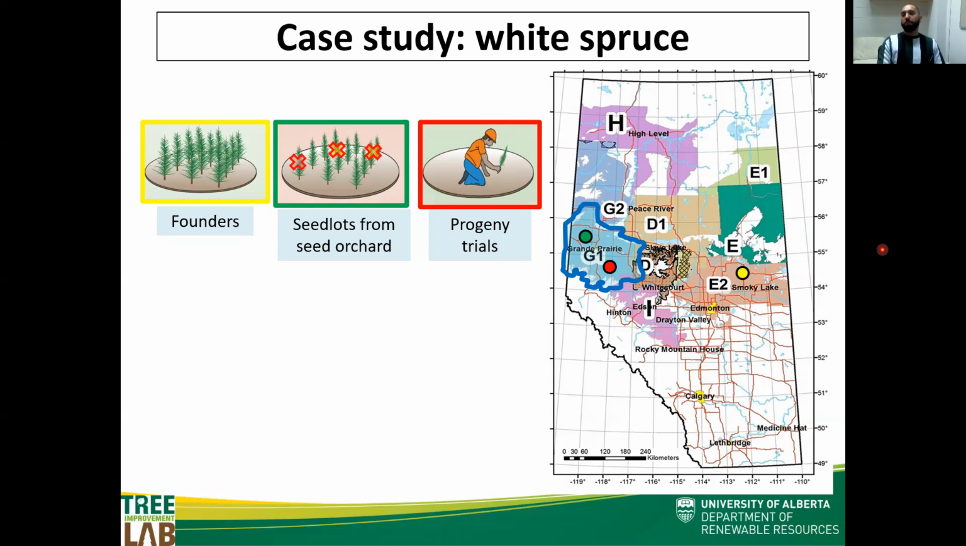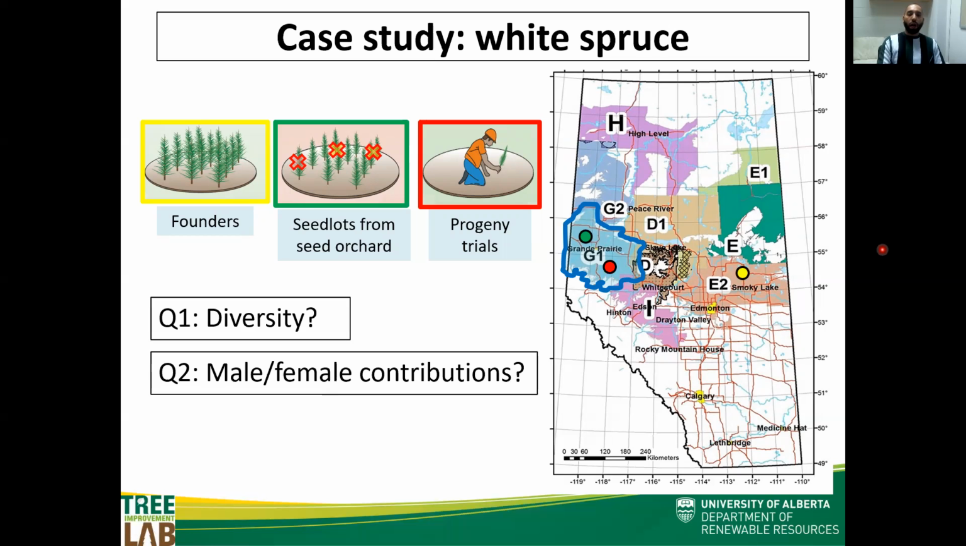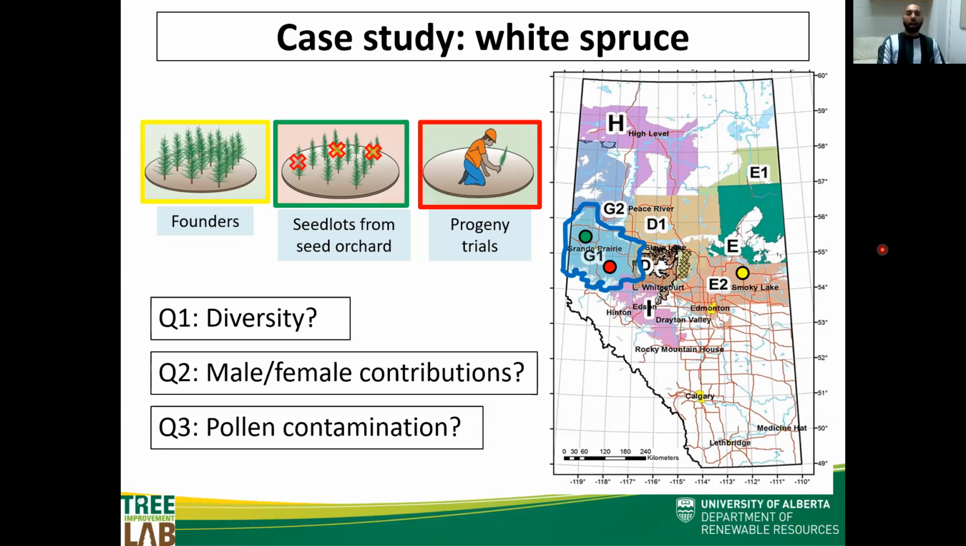And we asked these questions. How is the diversity in the different populations? How are the male and female contributions in the seedlots? And how is the pollen contamination and how can this affect the genetic gain?